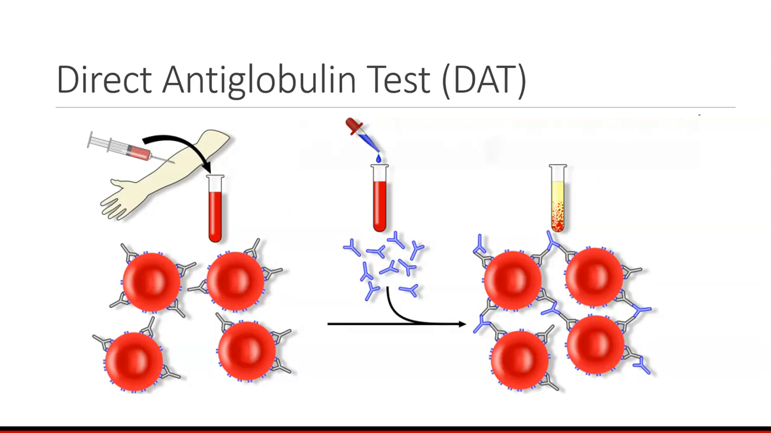So we take the patient's cells, we make a cell suspension, we take 1 drop of the cell suspension and wash it 3 times. In this illustration, we see that the patient's cells are already coated in vivo in the body with antibody. So we add 1 drop of the Coombs serum to the washed cells, and that will then cause lattice formation, which is a positive result.